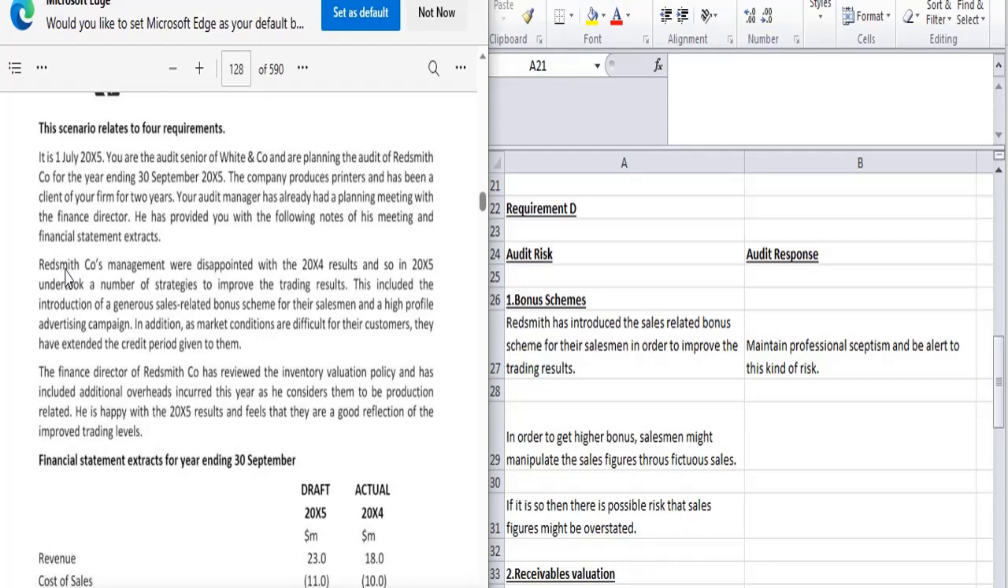Now we have to explain this identification, in relation to the ISA or otherwise, like what could be the consequences. So now, what will the risk be here?